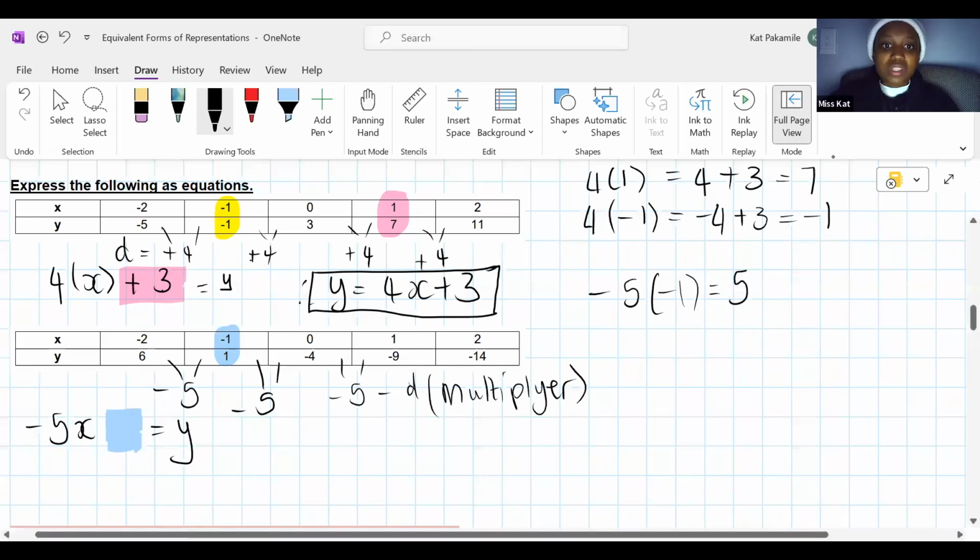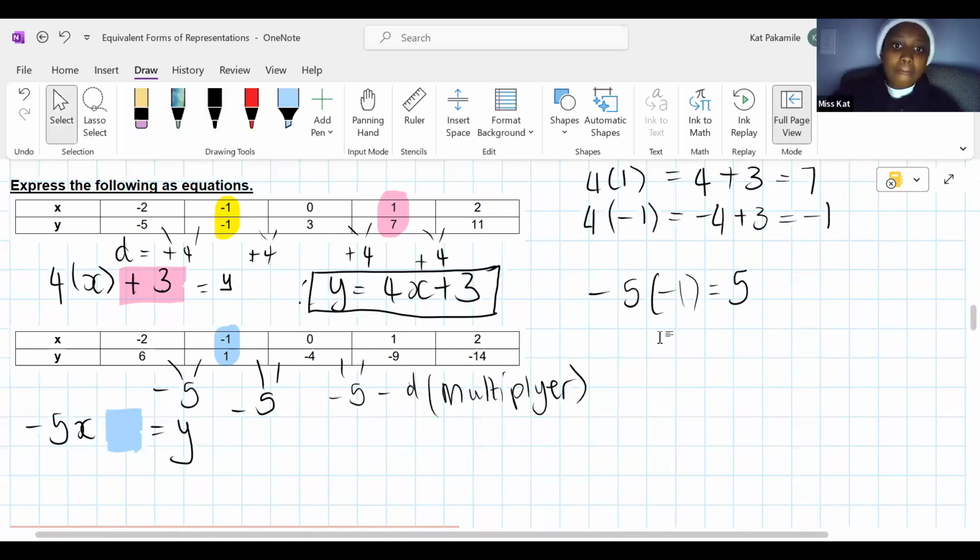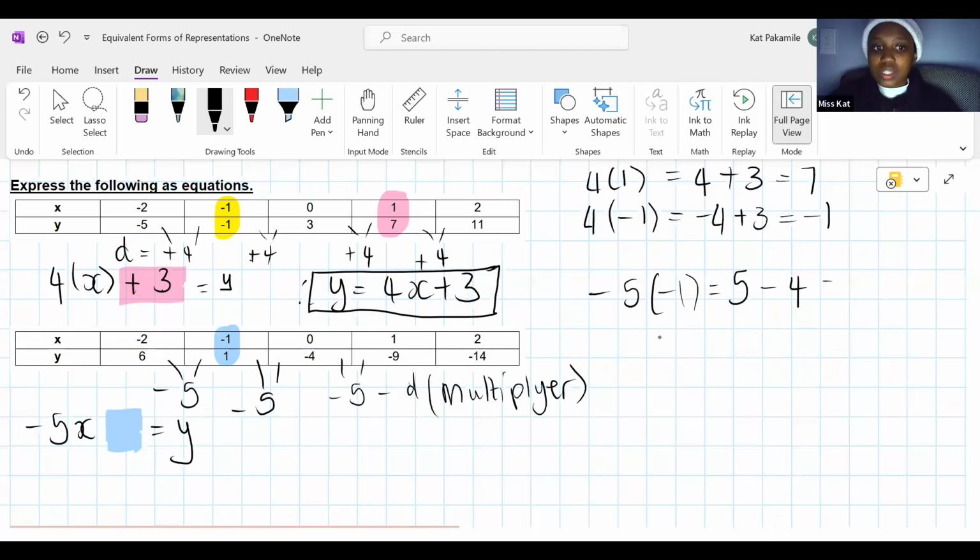Is positive 5 what we want? No, you just told me we want 1. So what am I going to do to positive 5 to get to 1? I have to subtract 4, and that's going to give me 1. Now let's check with a different input. Someone asked me, how do you know what to substitute? You choose what to substitute, and then you look at the corresponding outputs.